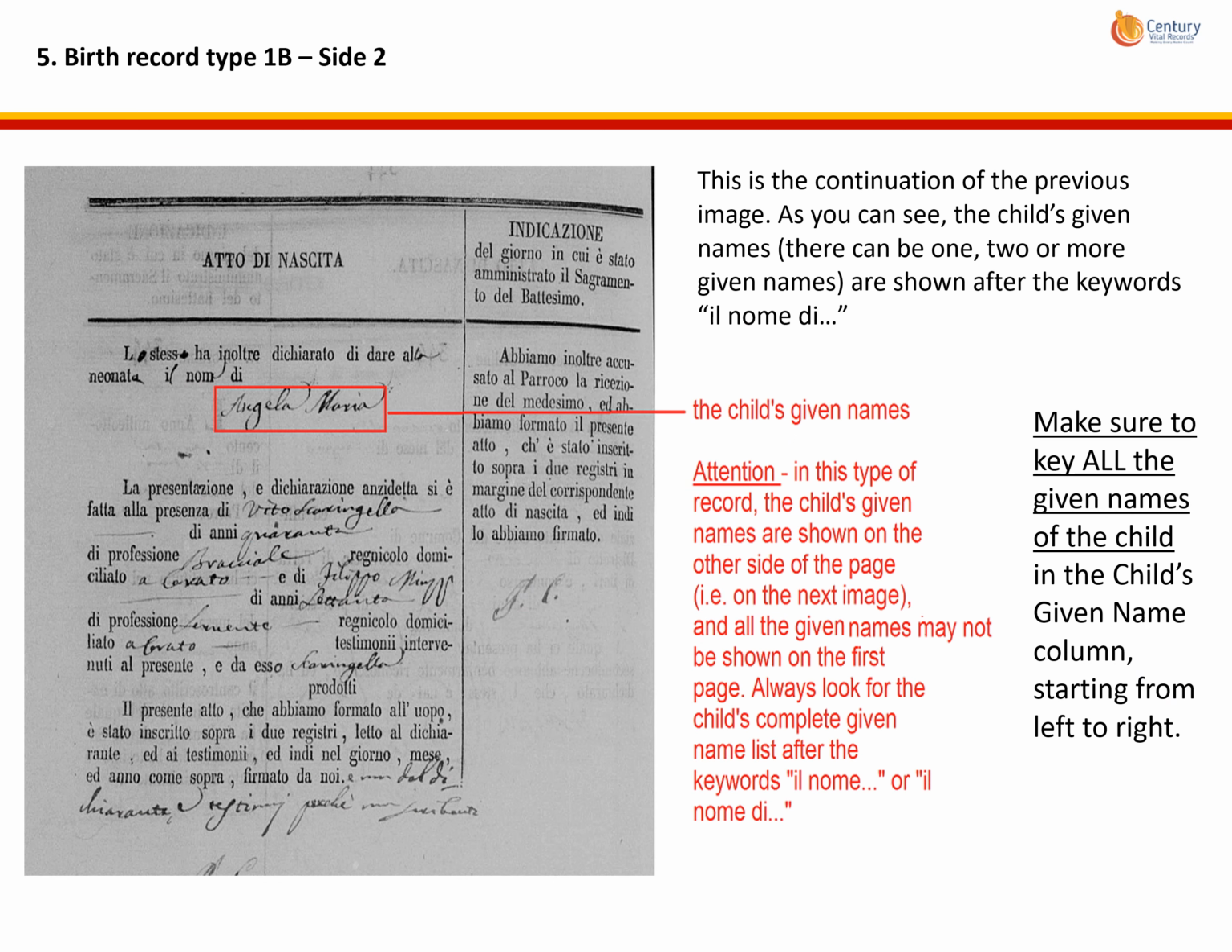This is the continuation of the previous image. You can see that the child's given names are listed on this page. If you come across such images, just make sure to look at both the pages so that you don't miss out any important information.